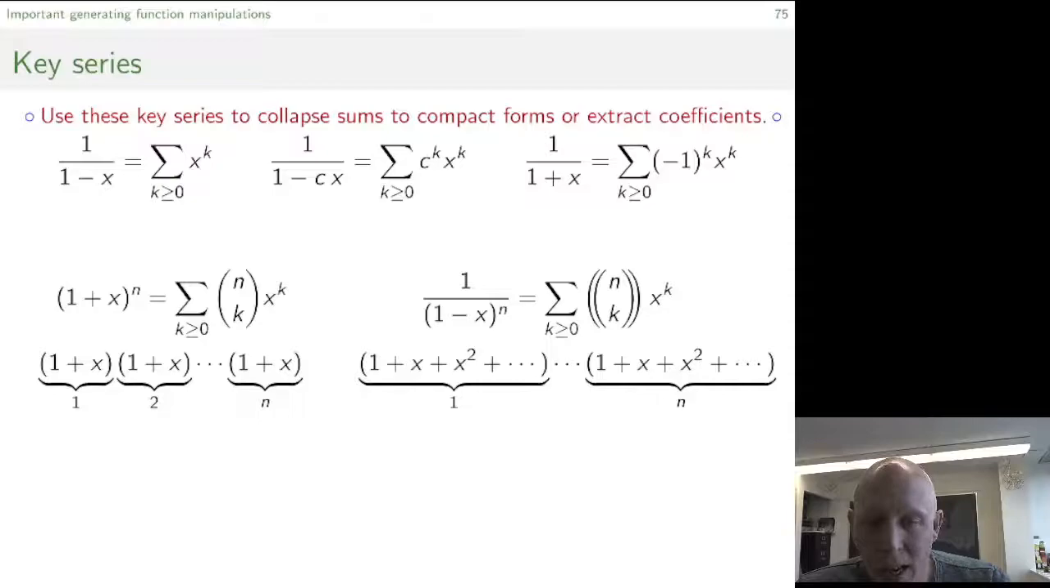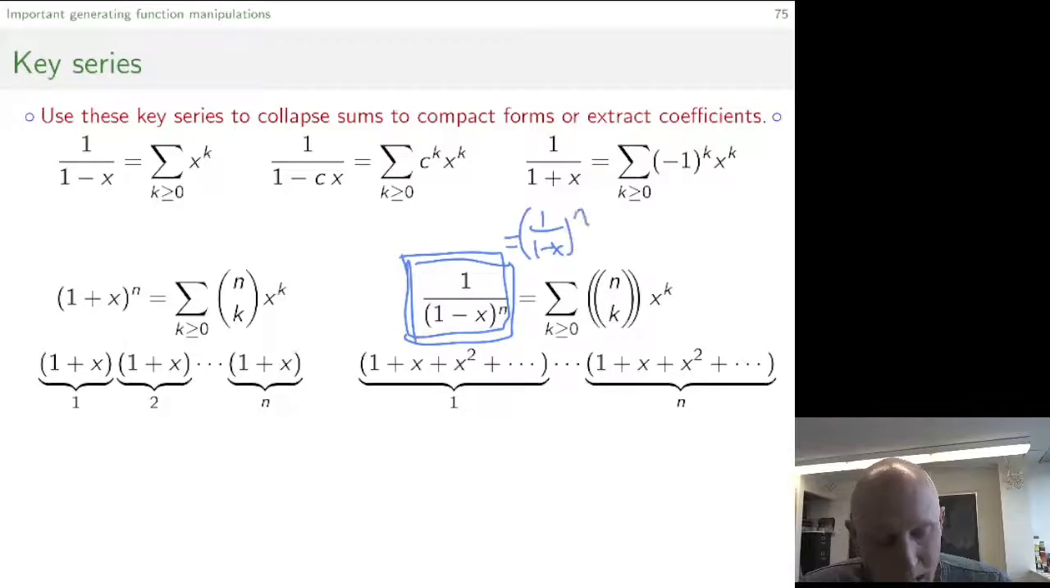Similarly, if you see something that looks like 1 over (1 minus x) to the nth power, that is multi-chooses. So why should we expect multi-chooses in that case? Well, we can think of 1 over (1 minus x) to the n as the product of n copies of 1 over 1 minus x. And each of the 1 over 1 minus x's, we've already said, is this infinite series 1 plus x plus x squared plus dot dot dot.